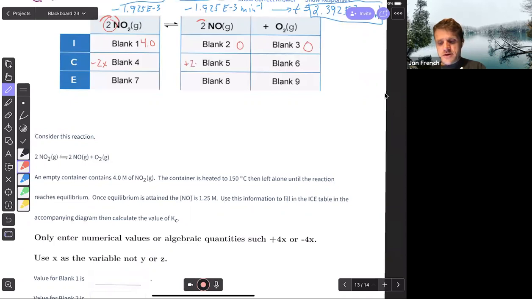So our products are increasing. That'll be 2X and X. And I wrote X twice. It just needs to be a plus X. It still doesn't look like a plus. There we go.